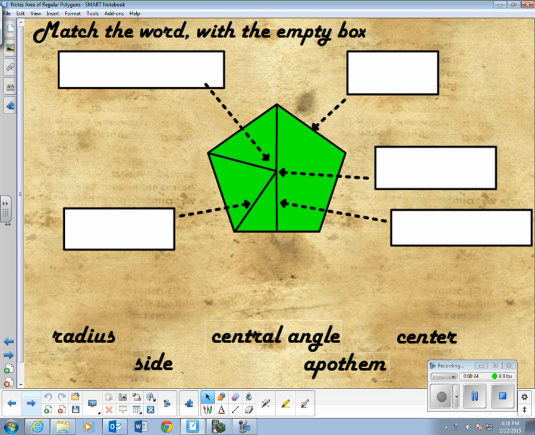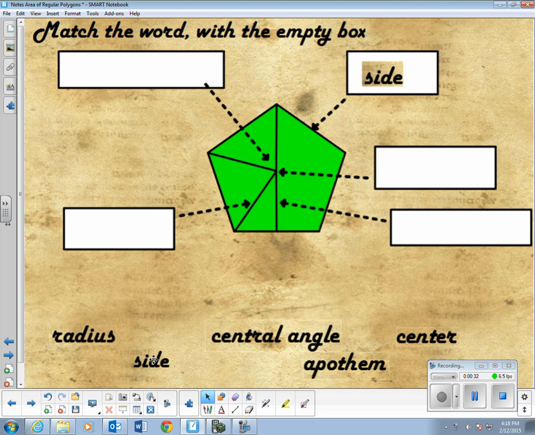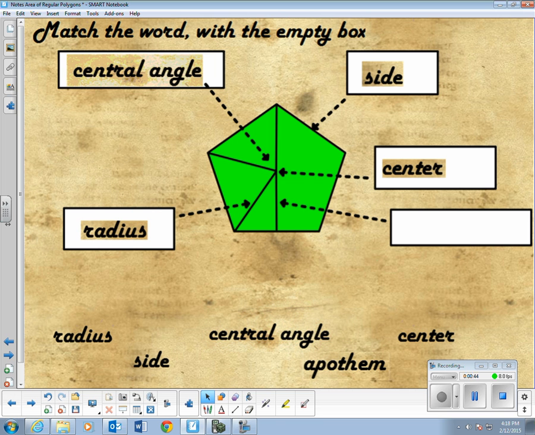This is a regular polygon. So if we have a regular polygon, we need to define some of these pieces. What we have here is a side to start, which is right here. We have the center of the polygon, which is right here. We have a radius, and yes, a polygon has a radius just like a circle. And then we have the central angle right here. The central angle is the angle created by two radii right here. So this is a central angle.